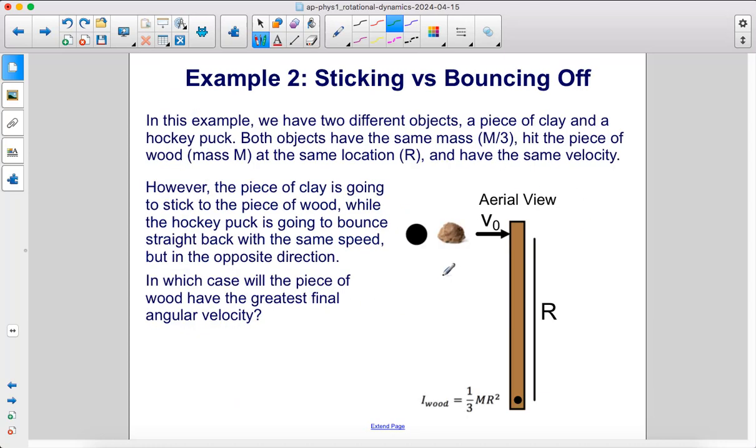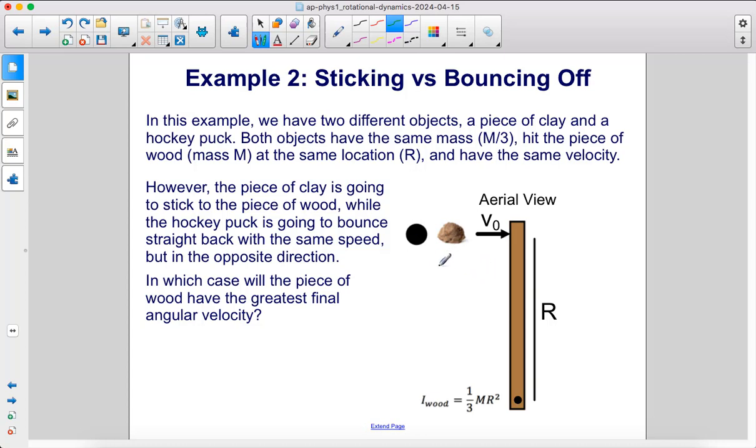In this example, we have two different objects, a piece of clay and a hockey puck. Both objects have the same mass. We're going to say it's m over 3. They each hit the piece of wood with mass m at the same location, a distance r from the axle, and they have the same initial velocity.